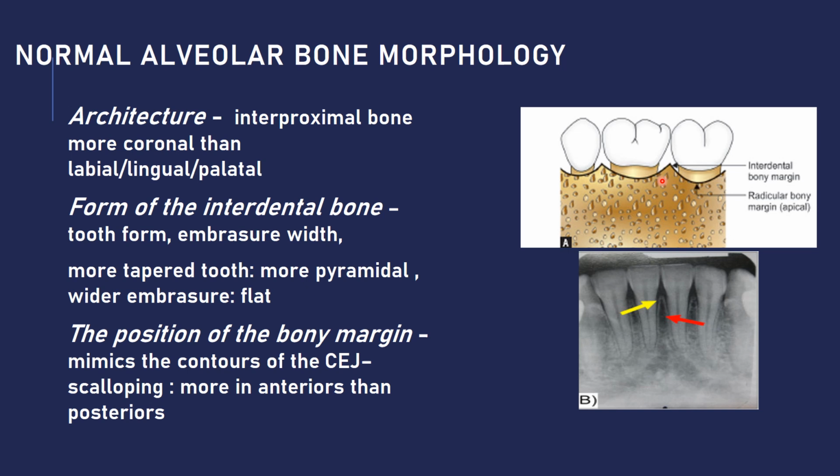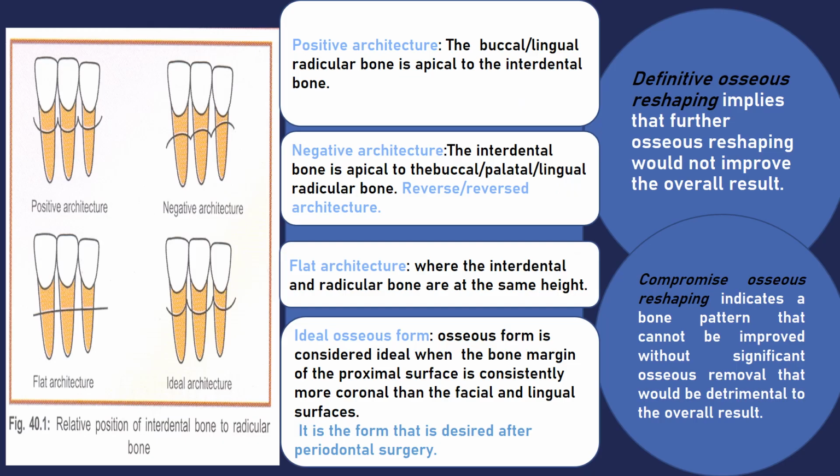This will be based on tooth form and embrasure width. It will be more tapered or pyramidal, and if the embrasure is wider, then it will be flat. So that is the form of interdental bone. The position of the bony margin always mimics the contours of the CEJ. The scalloping will be more in the anteriors than in the posteriors.